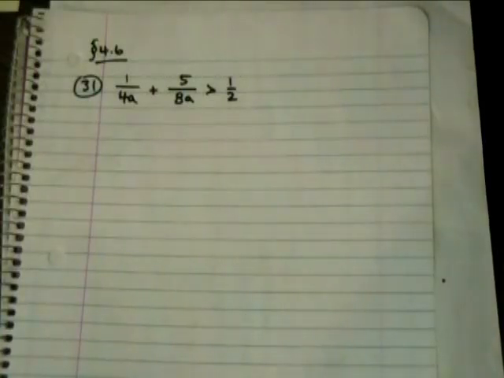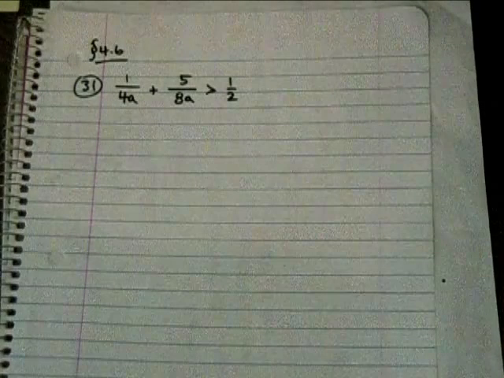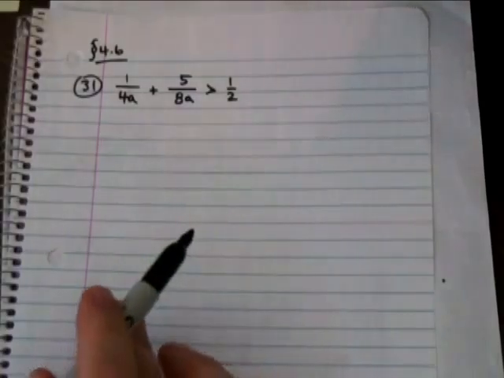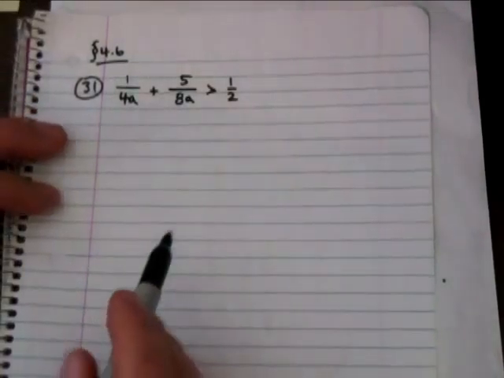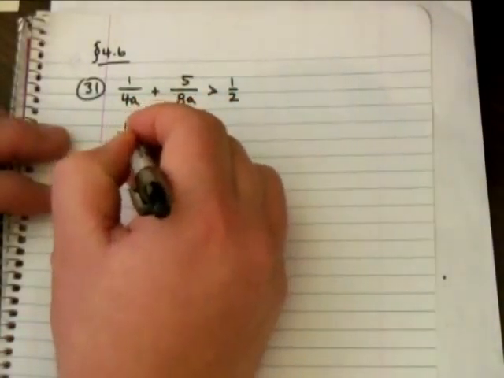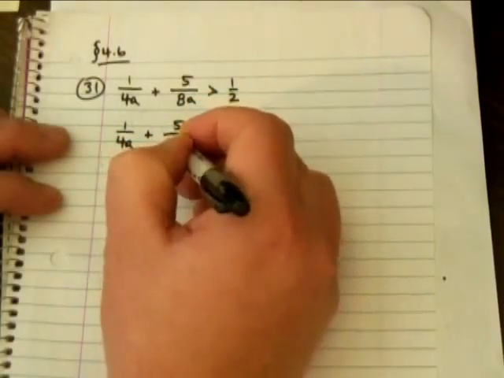In section 4.6, problem 31, you are solving a nonlinear inequality, and this one is a little bit more complicated than problem 30 that we did because we have some work to do before we can even factor. So, first step in this problem is to get one side to be equal to 0. Well, that's pretty easy. We just subtract 1/2 from both sides of this inequality.